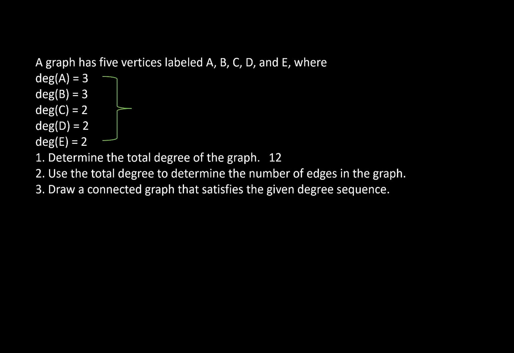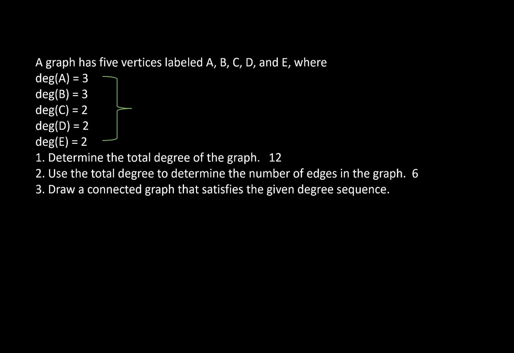Then we want to use the total degrees to determine the number of edges in the graph. We just learned that the total degrees in the graph is 2 times the number of edges. So if we divide 12 by 2, we're going to get that the number of edges is 6. Now we're going to draw a graph to represent what we were given. There is more than one answer, so we're going to do this twice.